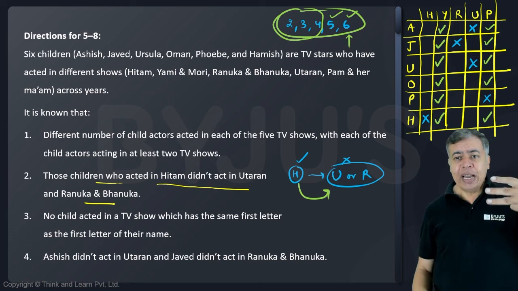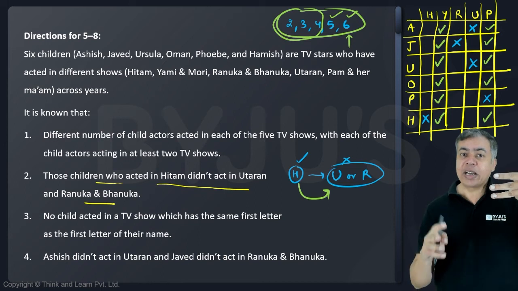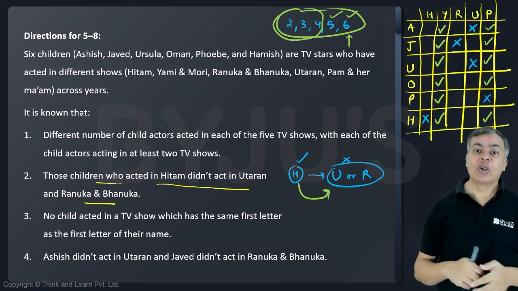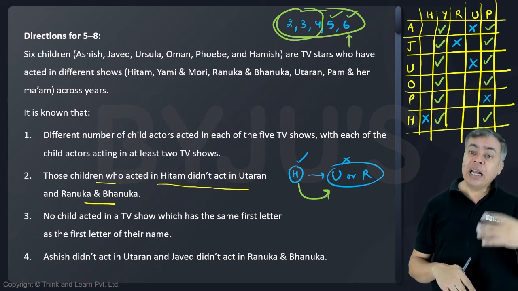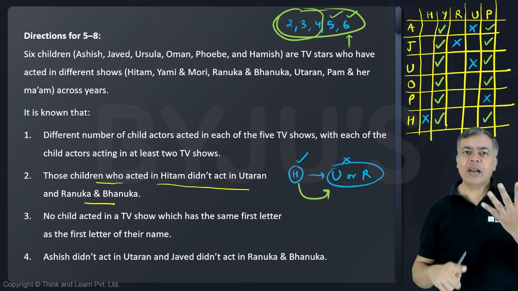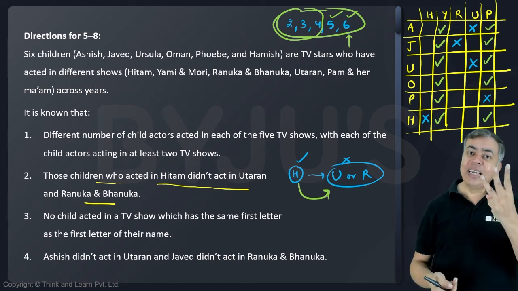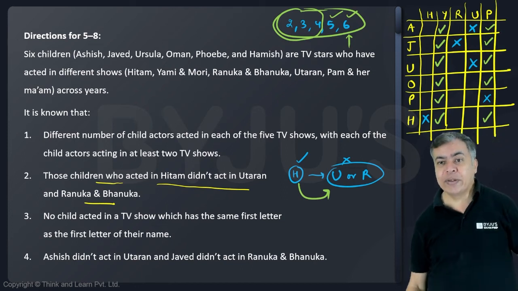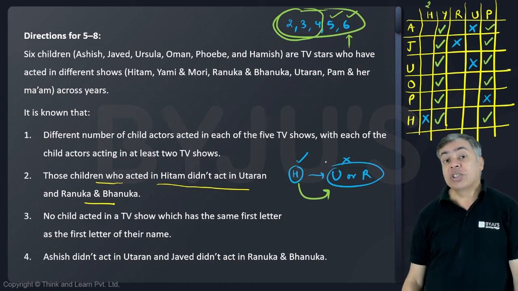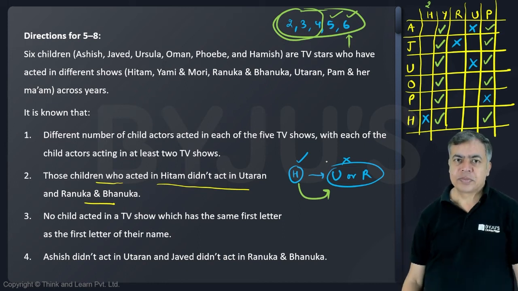So that means if H will be 3 actors, R and U cannot have 4 actors. So where will I put those 4 actors? And if I put H as 4, then 4R, 4U will be gone, so I cannot have 3 anywhere. So that means H cannot be 4, H cannot be 3. Definitely there are 2 actors acting in H. So that means the possibility of 3 actors and 4 actors is only in R and U, right?